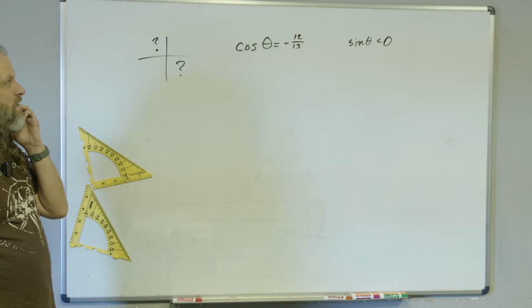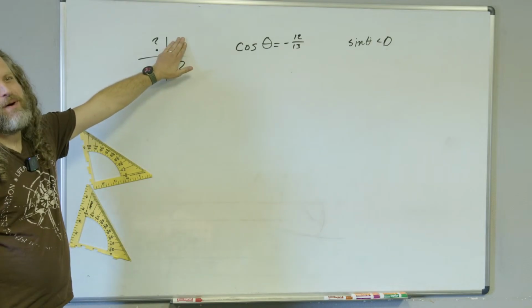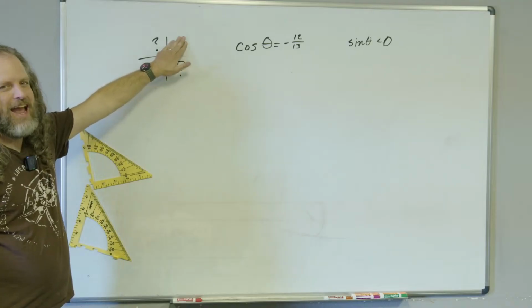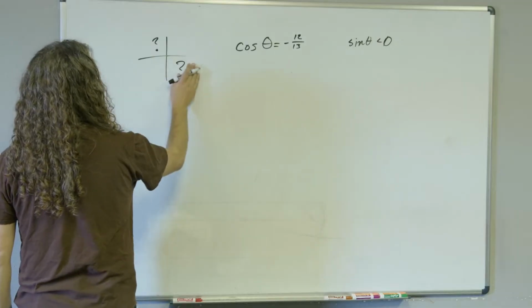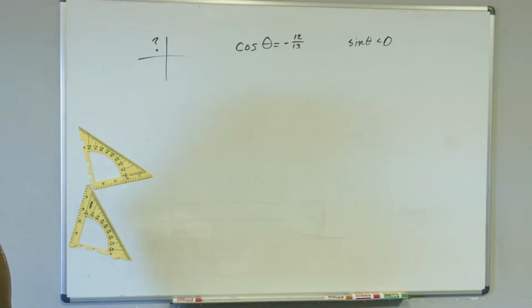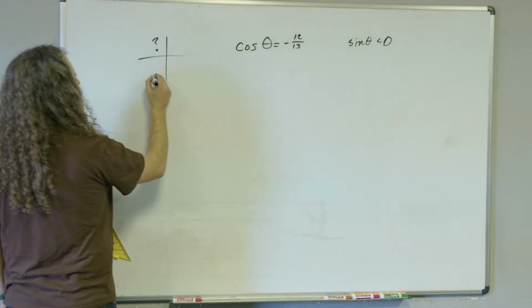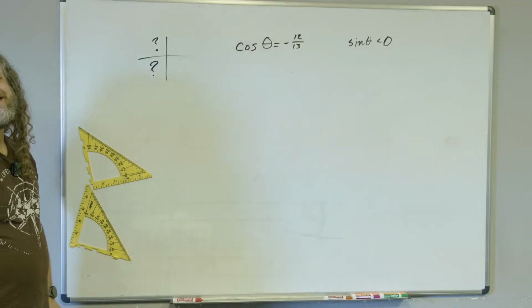All students take calculus. Top left is sine positive, bottom right is cosine positive, top right is everything positive. So it can't be bottom right. It's the left side, the bottom left corner. That's true.